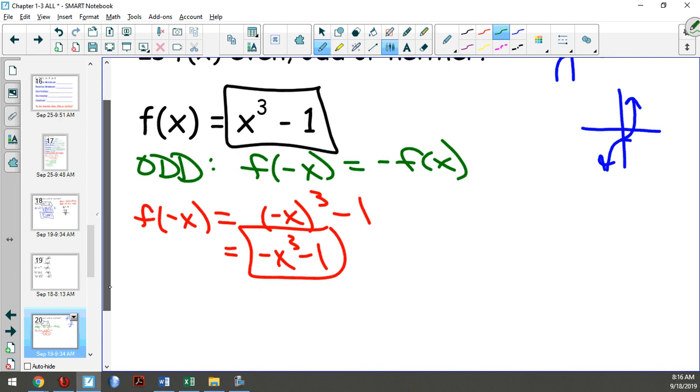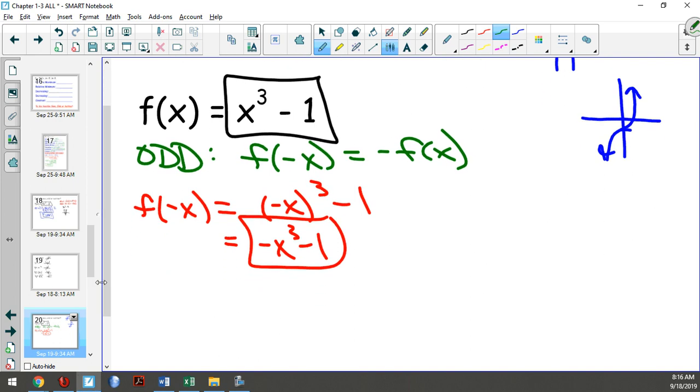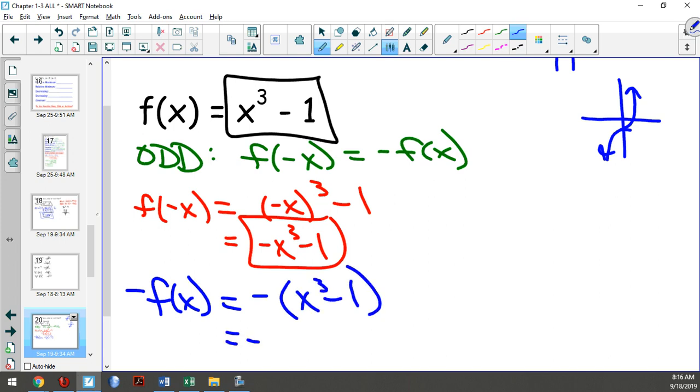Okay, so there's the first one. I can check my philosophy about even. Is my black box, my original function f of x, equal to f of negative x? Nope, it is definitely not even. Now I'm going to do negative times f of x. So that's going to be a negative times x cubed minus 1, so that's negative x cubed plus 1. Are my red and blue boxes the same? No. So is it odd?